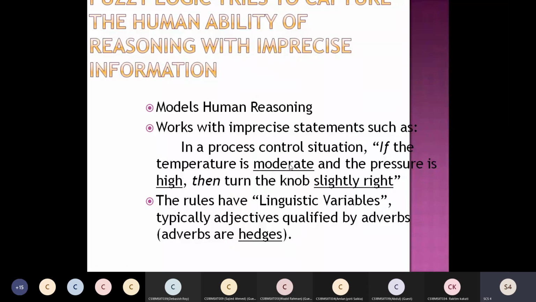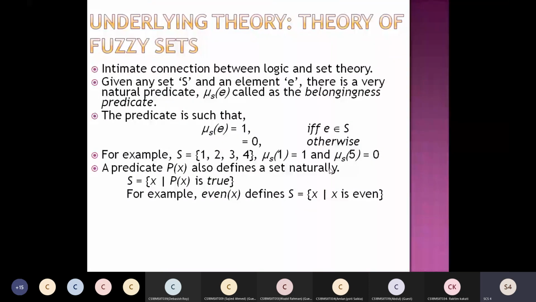So typically adjectives qualified by adverbs. I hope you guys know about adjectives and adverbs. So adverbs are hedges. Okay. Now, now let's come to the mathematical part. So I hope you all know about the set theory portion. Now I'm going to start the fuzzy set theory.